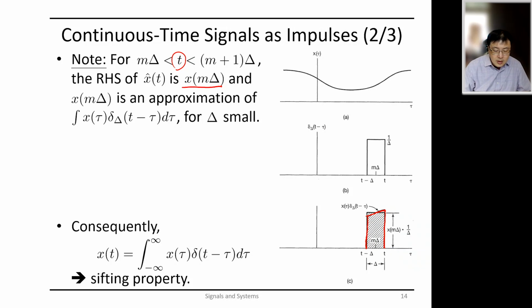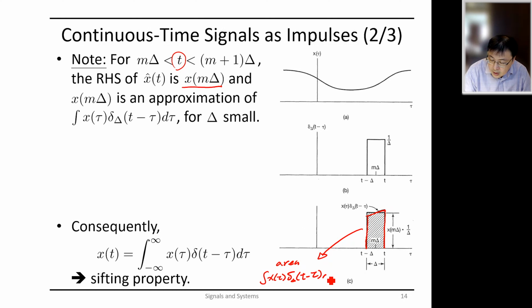Okay, so the area, which is this integral of x of tau delta of delta t minus tau d tau, is approximated by the area of the rectangle, which is x of m delta times 1 over delta times the duration, which is delta. And this is just x of m delta.